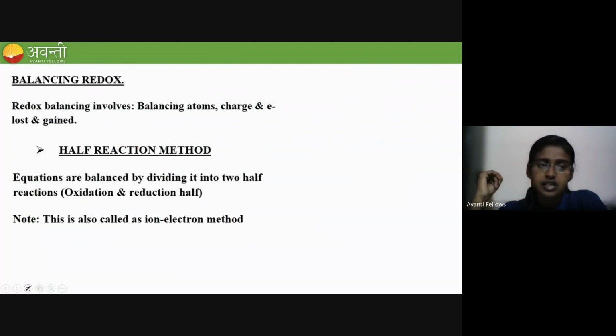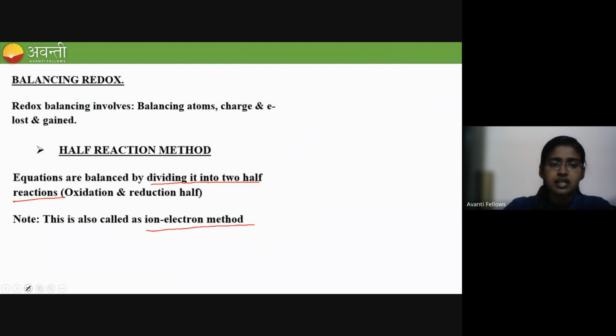Okay. So here we have two methods to balance the redox reaction. The first method is called the half reaction method. So here what we do, equations are balanced by dividing them into two half reactions. So we are dividing an equation into two half reactions. One is the oxidation half reaction and the other one is the reduction half reaction. So that's why we call this method the ion electron method. Okay, the ion electron method is the other name for the half reaction method.